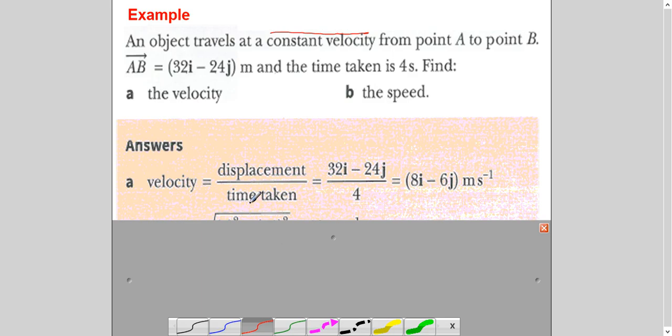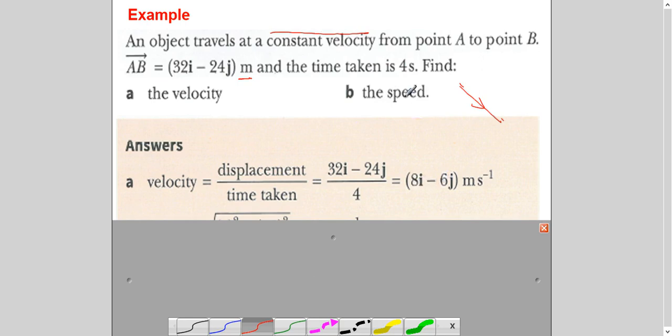Displacement divided by time. Whenever it is written like this, AB, like it is going from A to B, this vector is given to you, right? And what is written here? Meter. This means this is a displacement he's talking about. If it was written here kilometer per hour, then it means this vector is telling you velocity. So unit is very important. You need to understand, and it is explained here as well. Anyway, to find out the velocity, you will do displacement divided by time.